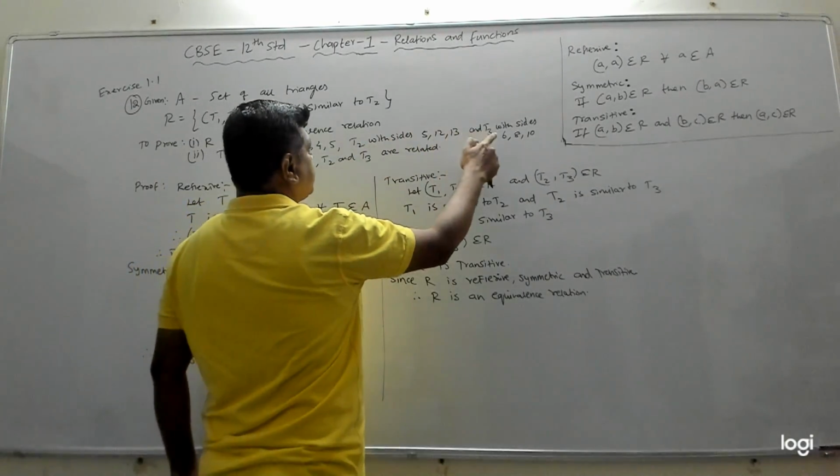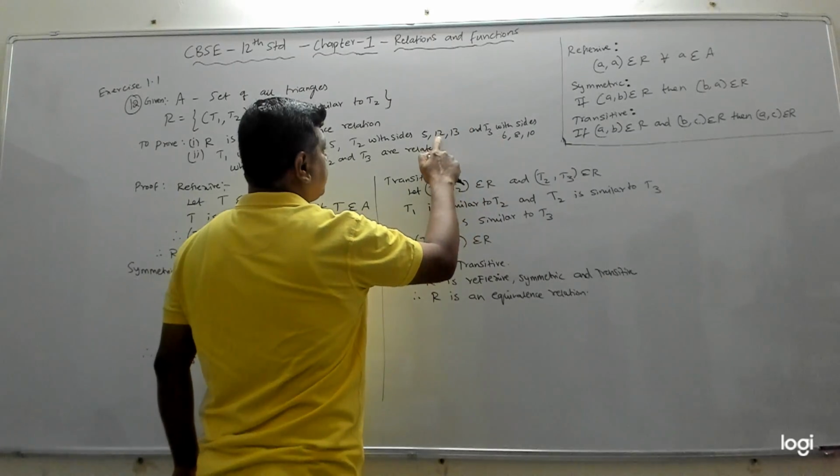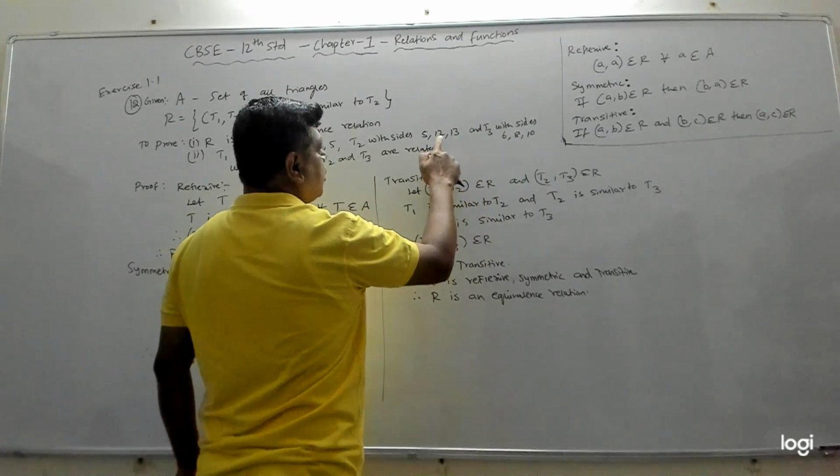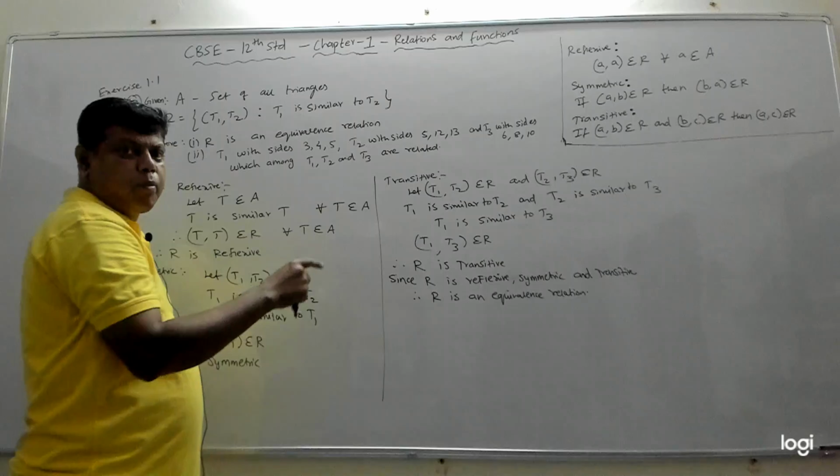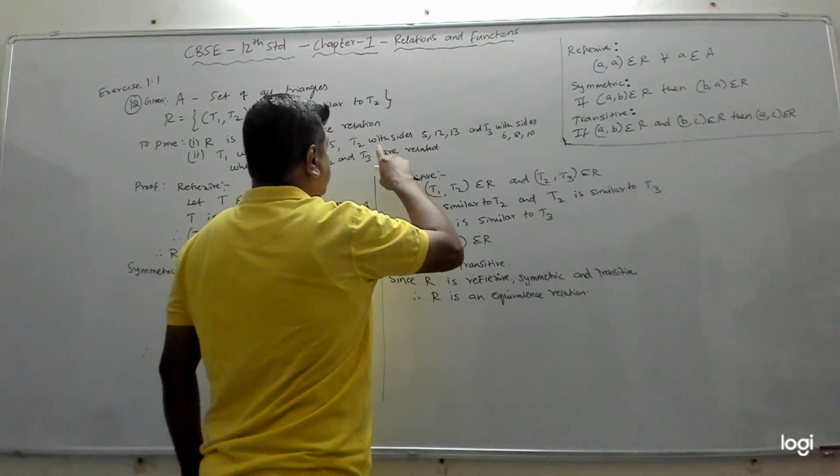Let's take T2 and T3. 5 by 6, is it equal to 12 by 8? No. 5 by 6 is not equal to 12 by 8 because the corresponding sides are not proportional. Therefore, T2 is not related to T3.